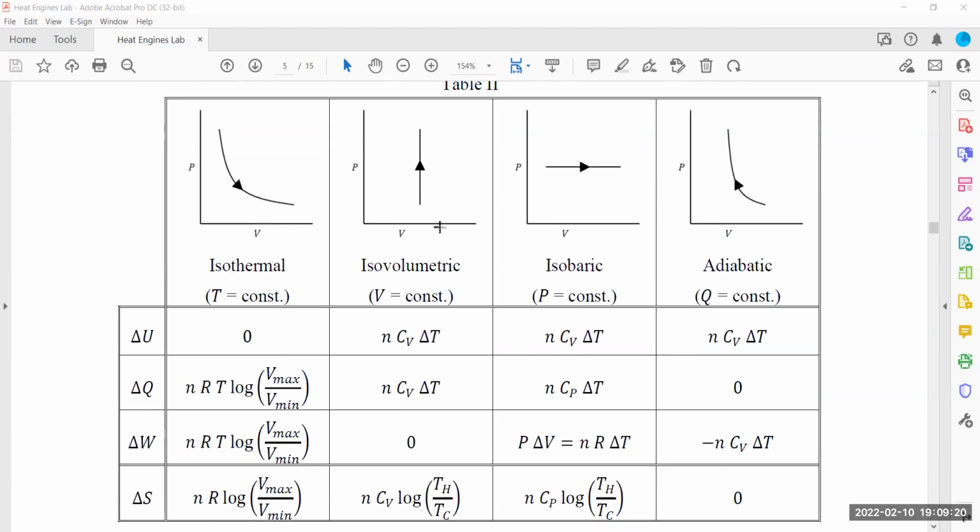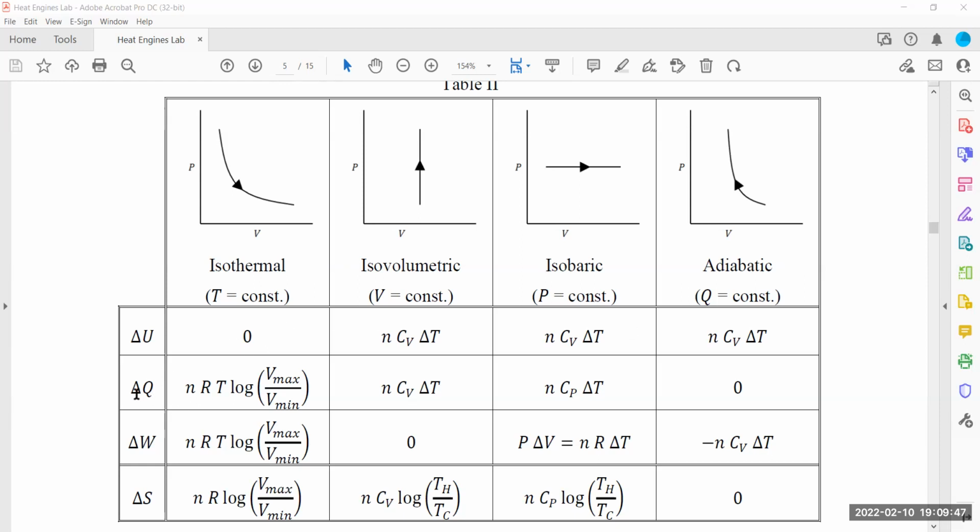This is the isochoric process. In the isothermal case, delta U is equal to 0 because temperature doesn't change. In the other case, the temperature changes, so it's nCV delta T. It's always nCV delta T, by the way, regardless of what the process is. Except in here, delta T is equal to 0, that's all. Because it's an isothermal process. T is constant, so delta T is 0.